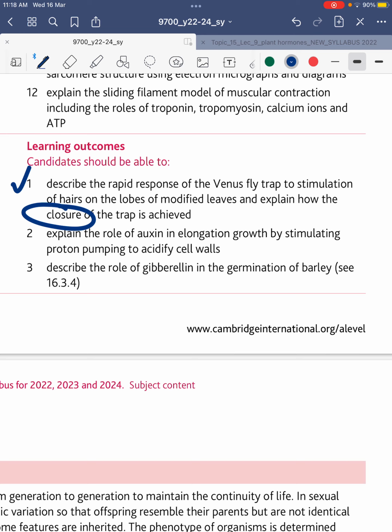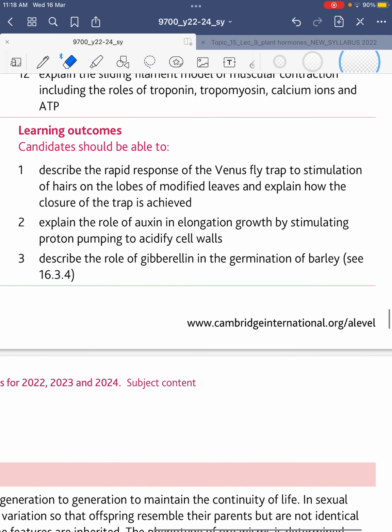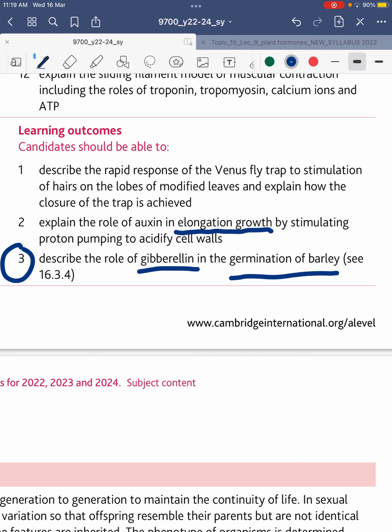And then, so today's learning objective, we're going to look at the second one, which is explain the role of auxin in elongation. Okay, elongation, growth by stimulating proton pumping to acidify cell wall. Okay. And if we have enough time, we will also continue learning objective number 3 and the role of gibberellins, which is in the germination of barley.